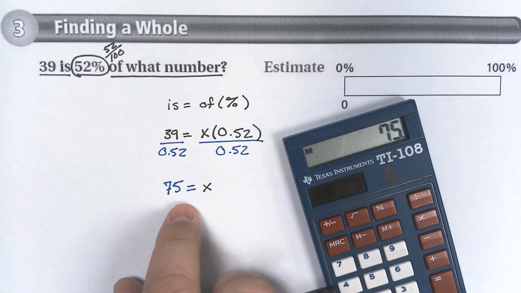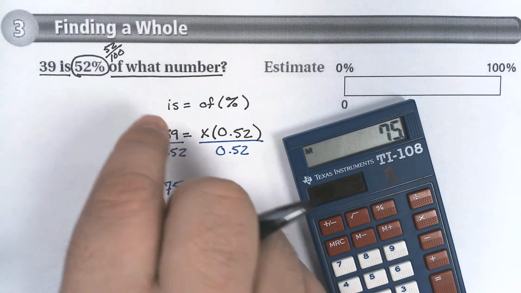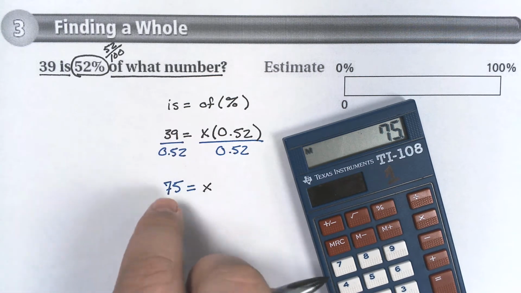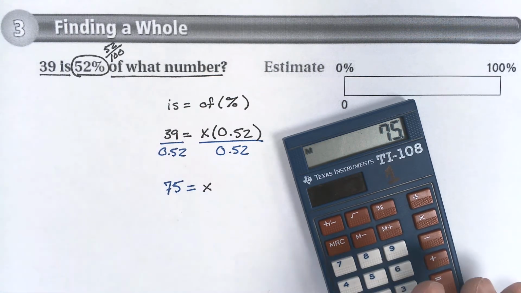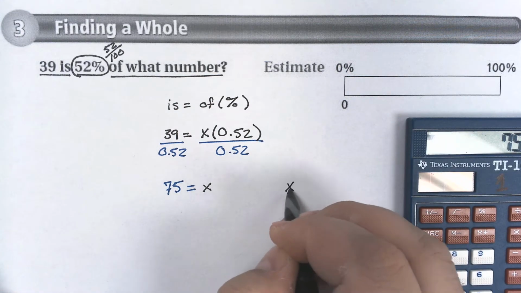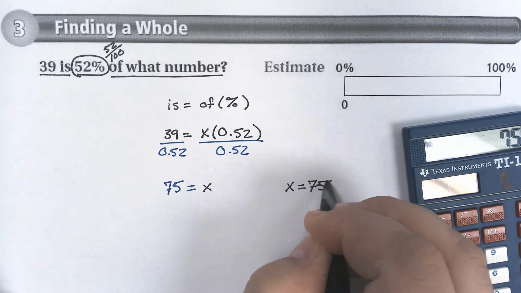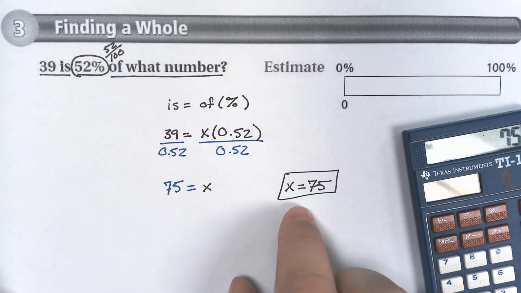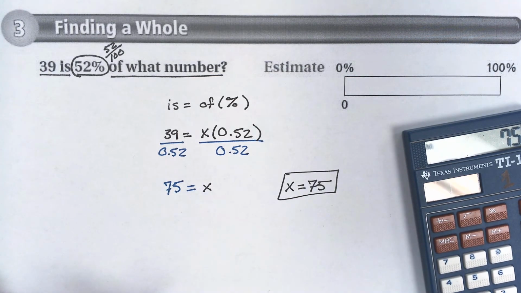So 75, so what it means is our original cost, or x, was $75 when we bought the jacket for $39, and it was 52% off. Now I'm going to rewrite it because this is how we have it as a standard to give an answer in math, the variable first and then equal to.